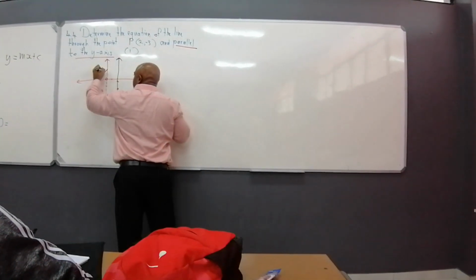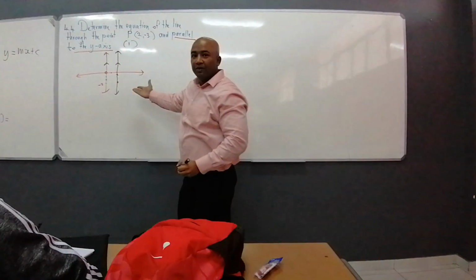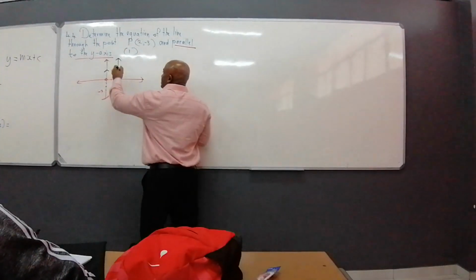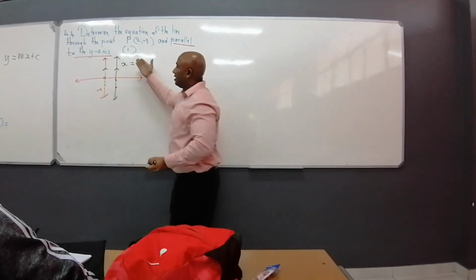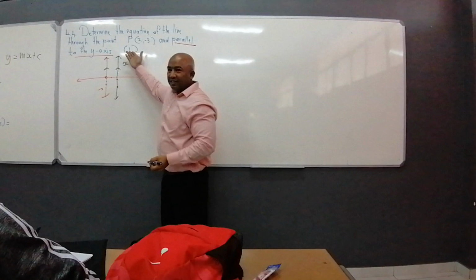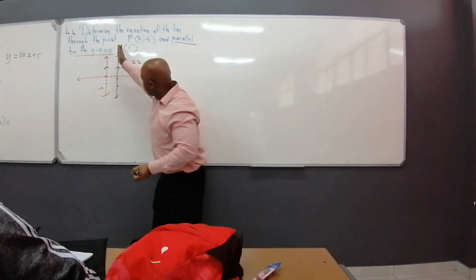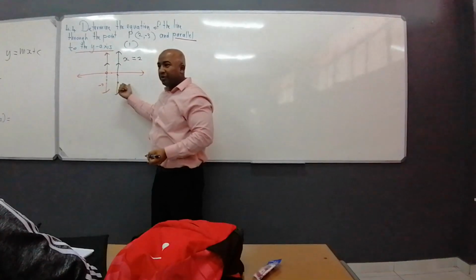So there's the y-axis. It is parallel. So what is the equation of this line? It's just x is equal to 2. That's why it's 1 mark. You can see that, because it's just a line parallel to the y-axis passing through the point where x is 2.